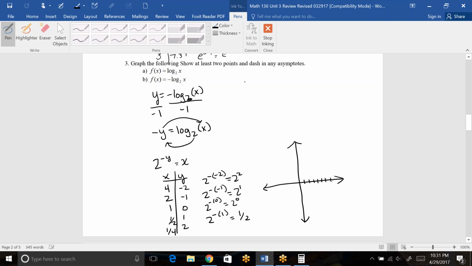Now it doesn't move the asymptote. That part didn't change because there was nothing inside the log that was a binomial. If there's no horizontal shift, then the log is still going to be centered at x equals 0 for the asymptote.